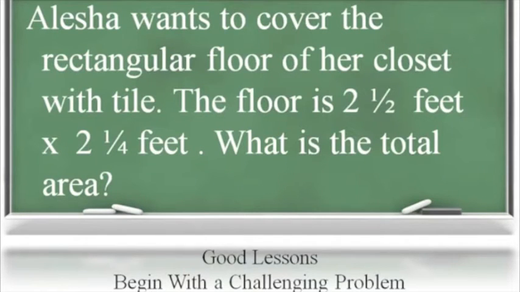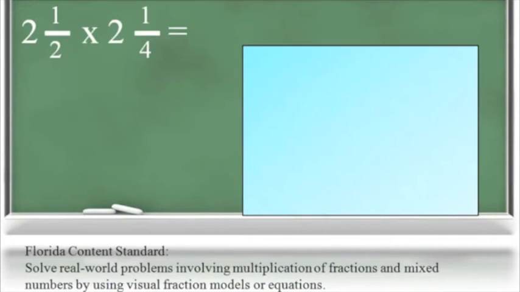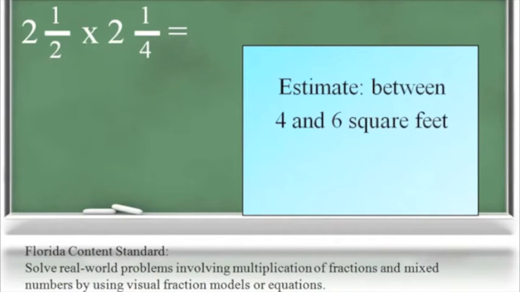By the end of this unit, students should be able to multiply mixed numbers, such as: Alicia wants to cover the rectangular floor of her closet with tile. The floor is 2 1/2 feet by 2 1/4 feet. What is the total area? Students should be able to use their understanding of multiplication to see that 2 1/2 groups of 2 1/4 would be between 4 and 6.